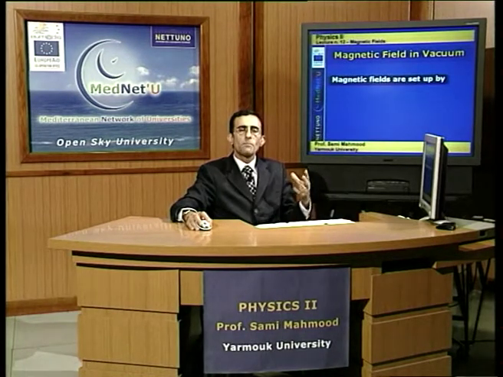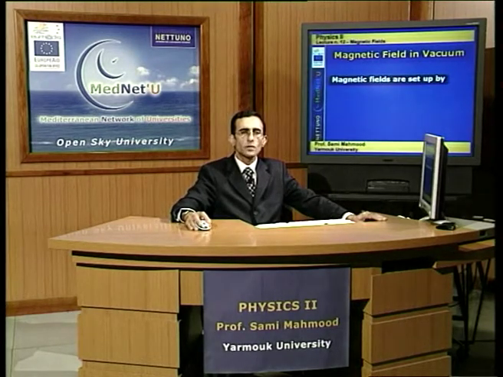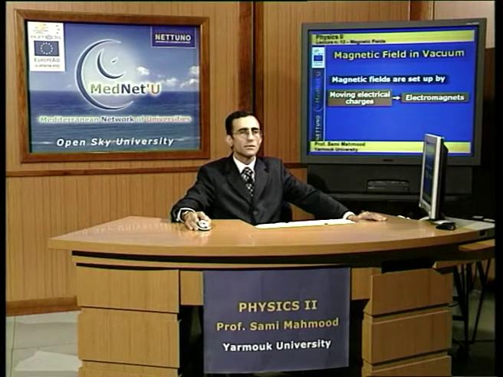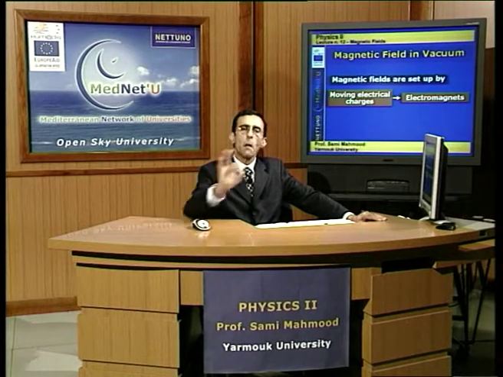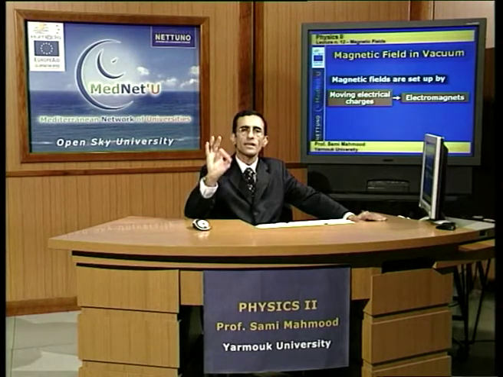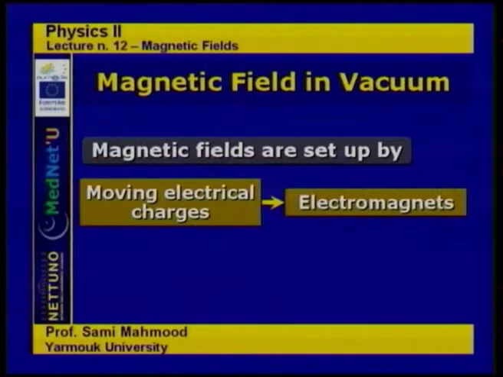How are magnetic fields produced in space? How can we produce magnetic fields? Magnetic fields in space are set up by moving electrical charges. Moving electrical charges are simply currents. So the current produces a magnetic field in space, and that is the case of what we call electromagnets. Electromagnets are devices by which we can produce a magnetic field by the effect of running current in wires.